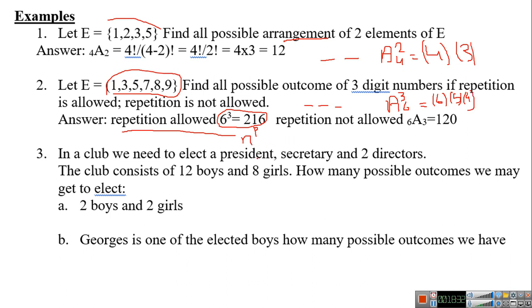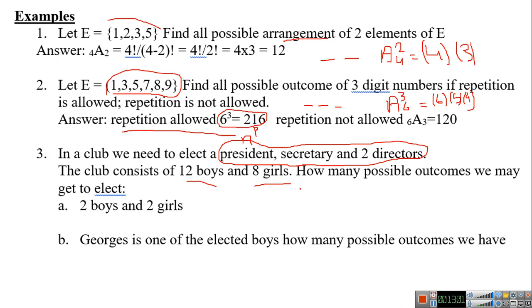In a club, we need to elect a president, a secretary, and 2 directors. So here repetition is surely not allowed. A person cannot take more than 1 post because we want to elect 4. And order is important. If I am the president and someone is the secretary, I cannot be the secretary while he is the president, because this is an election. We have 12 boys and 8 girls. How many possible outcomes do we get to elect 2 boys and 2 girls?